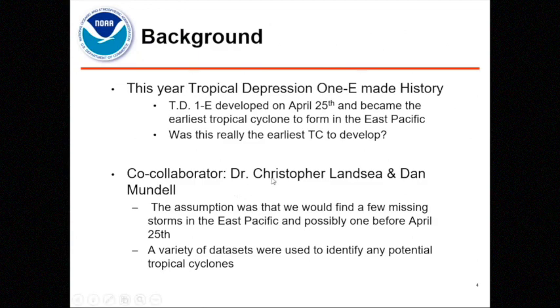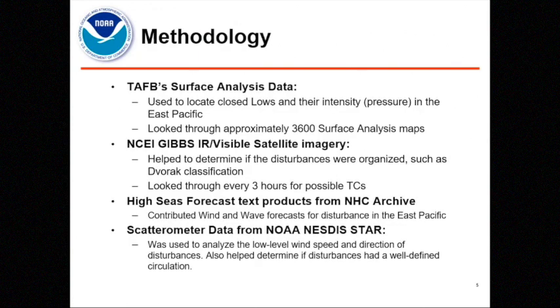And I worked with Dr. Christopher Landsea. He helped me out through the entire summer. And then Dan Mundell also helped us. He gave us the Dvorak classifications for all of the systems that we analyzed. The assumption that we had was that we would find a few missing storms in the East Pacific and possibly one before the record of April 25th. And we used a variety of data sets to identify any potential tropical cyclones.